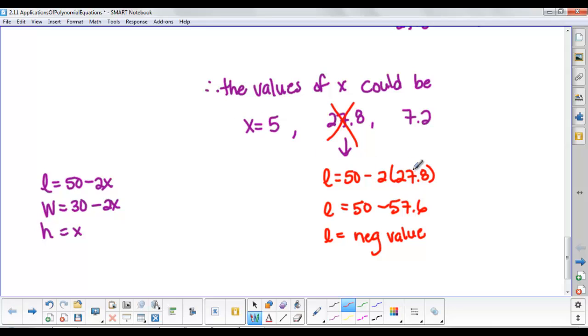So 27.8 is an invalid answer. Make sure that you go ahead and triple check all of your answers, subbing in what you got and making sure that they all make sense. So just very quickly, if you subbed in 7.2, 50 minus 2 times 7.2 ends up being a valid answer in each one of these dimensions. So we have two possible answers: x equals 5 and x equals 7.2. Alright, so let's move on to the next example.